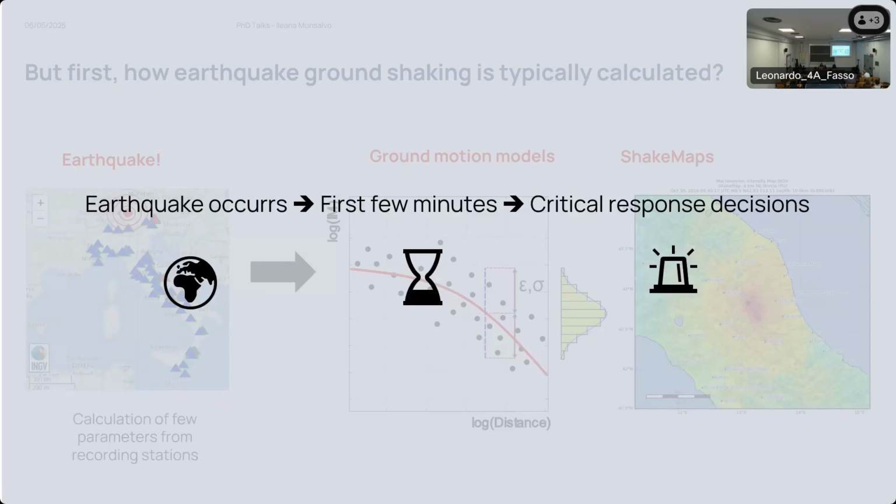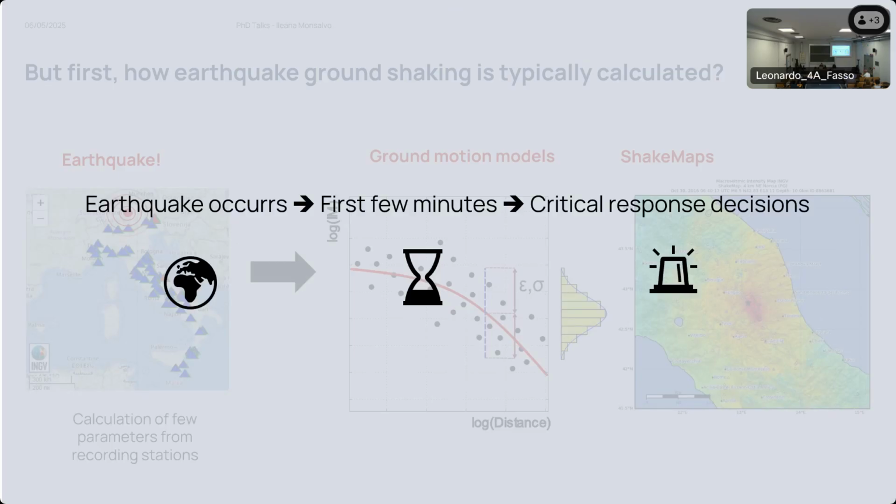A quick review of this short introduction. When an earthquake occurs, the first minutes are of crucial importance, because it is where critical response decisions are to be taken. One of the tools to provide to the civil protection authorities are these damage maps, these ground shaking maps, and the main ingredient for them is ground motion models.